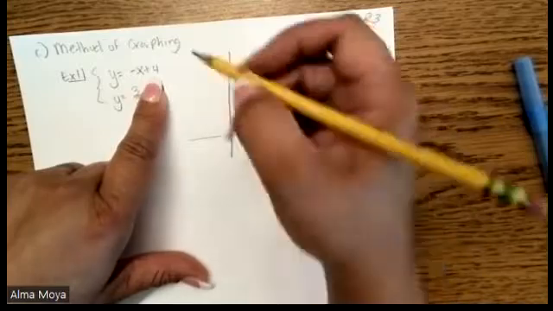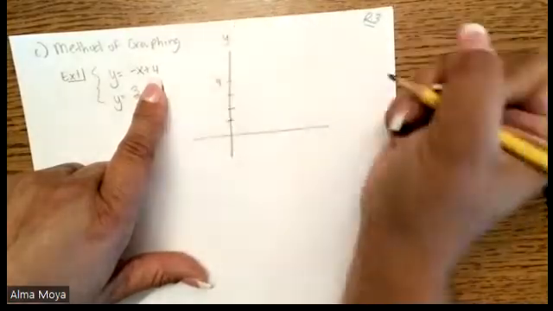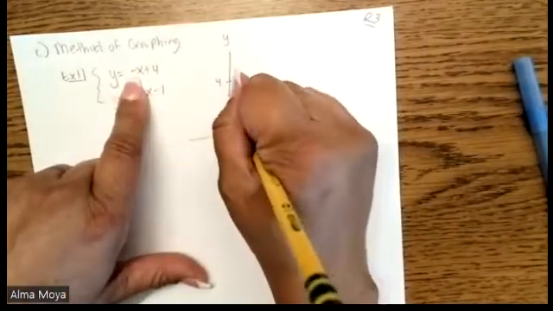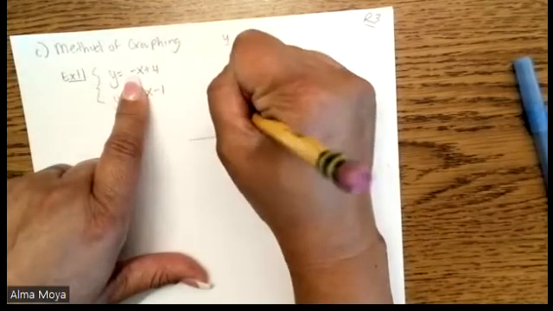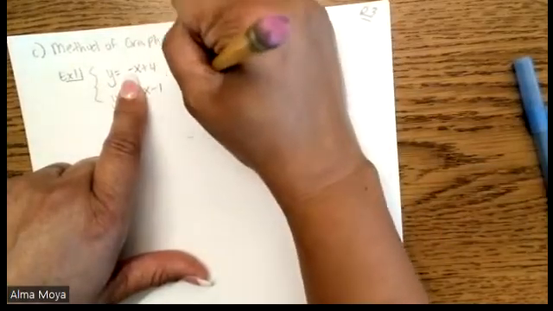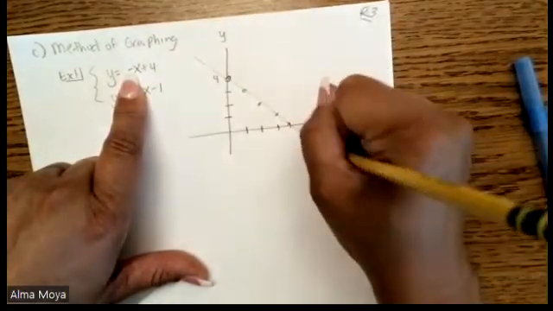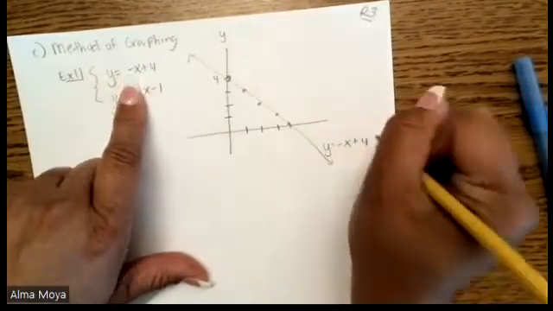So you have y equals mx plus b. That is your y-intercept. So 1, 2, 3, 4. And your slope is a negative 1, which is going to be down 1 over 1, down 1 over 1, down 1 over 1. So this right here is the line y equals negative x plus 4.